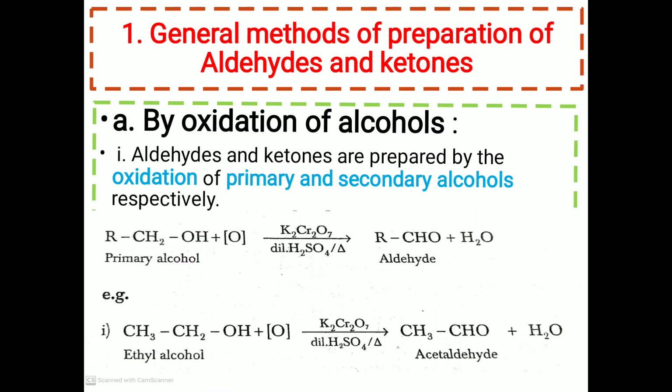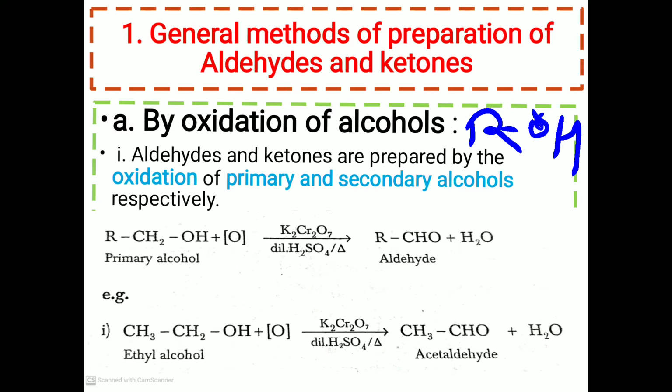Now the first method is the general method of preparation of aldehydes and ketones. For this we have studied two parts: the first is alcohol, the second is hydrocarbons. Alcohol has the general formula ROH, that means a hydroxyl group is attached to R. Now from the alcohols we have studied two types of method. First is by the oxidation of alcohol, and second is by the dehydrogenation of the alcohol.